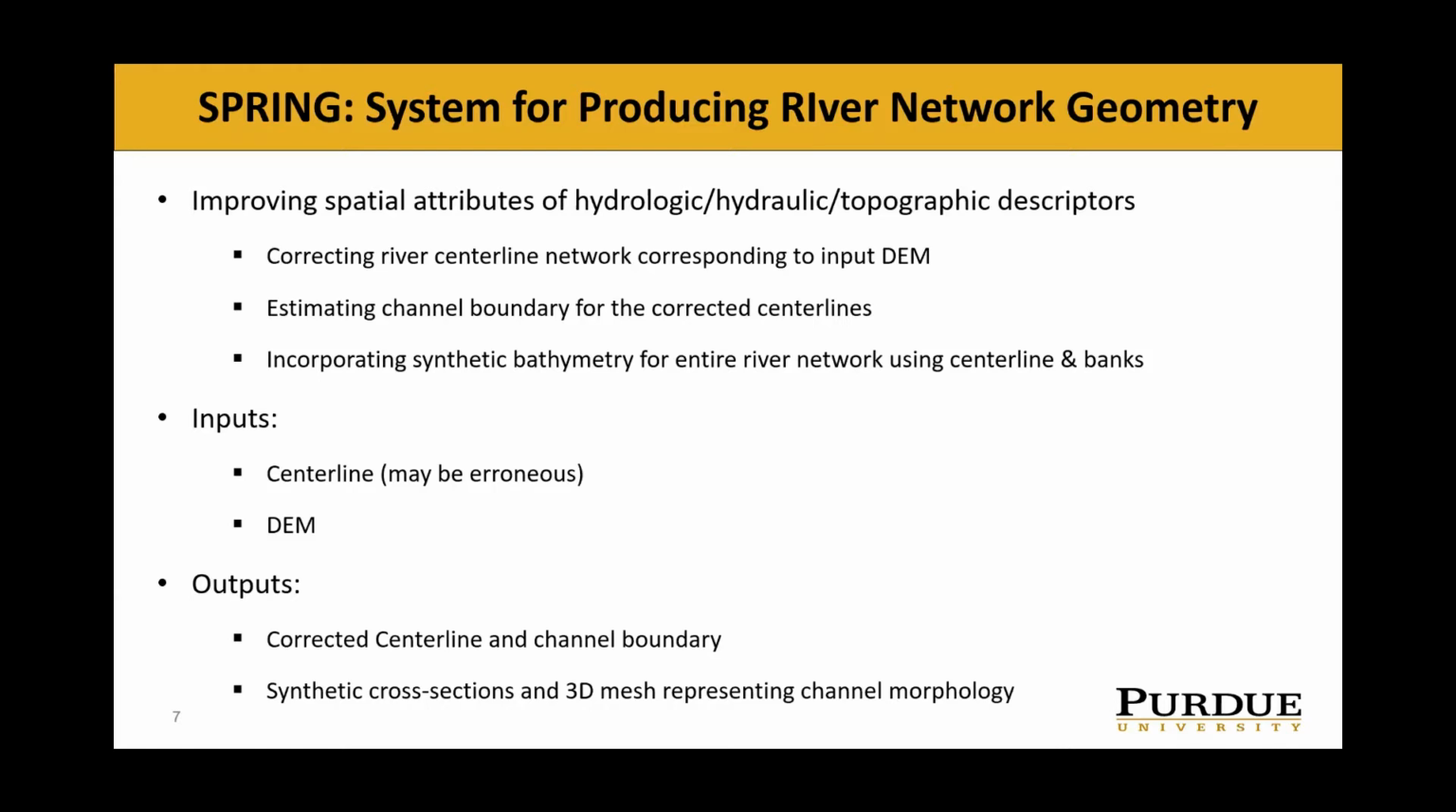Corresponding to that, my input will simply be the center line and the DEM. And of course, there are parameters that the user provides based on their choice. The output will first be the center line and the channel boundary created automatically. And then based on those two, they'll create the synthetic cross section and the 3D mesh, which shows the river geometry across the entire network.